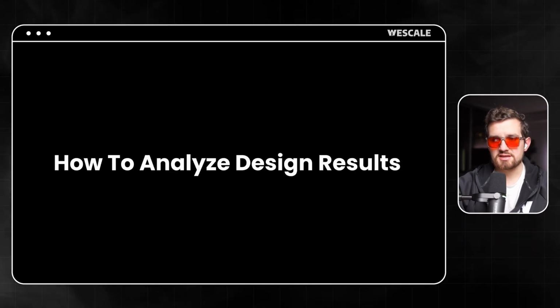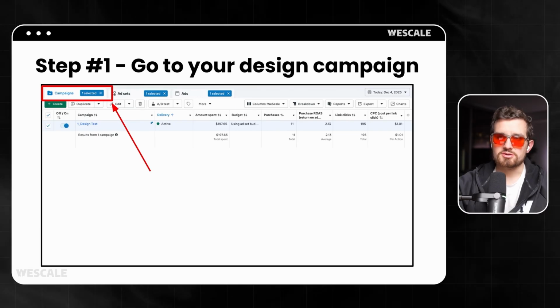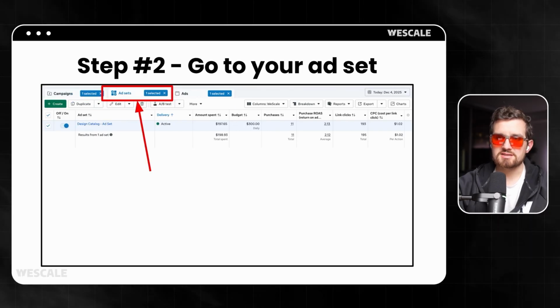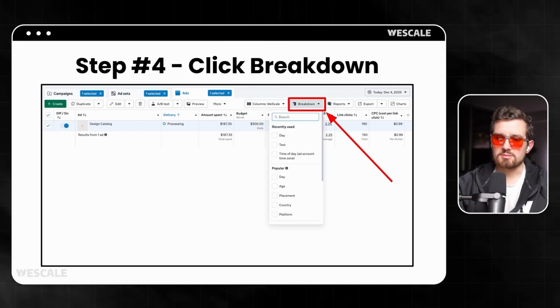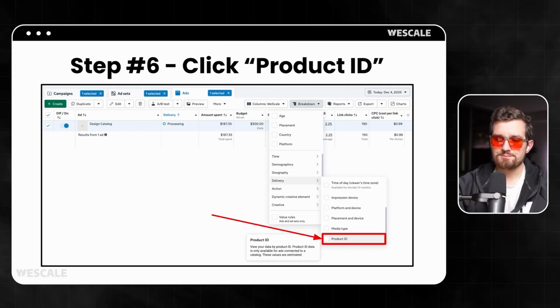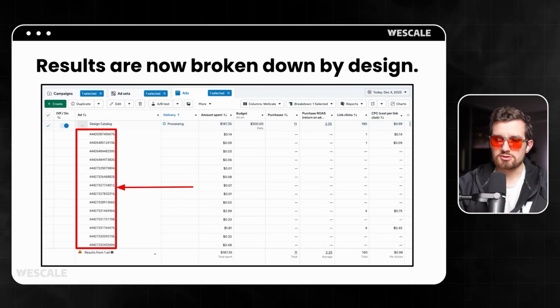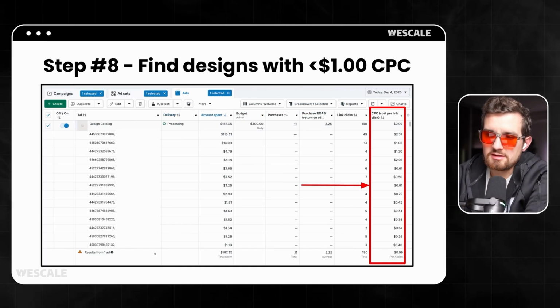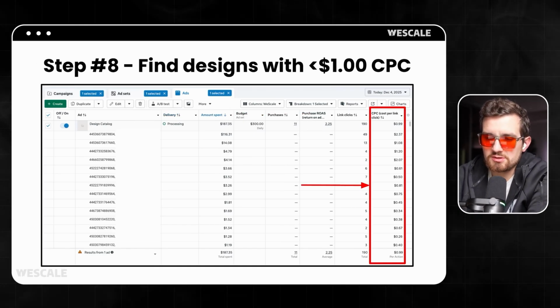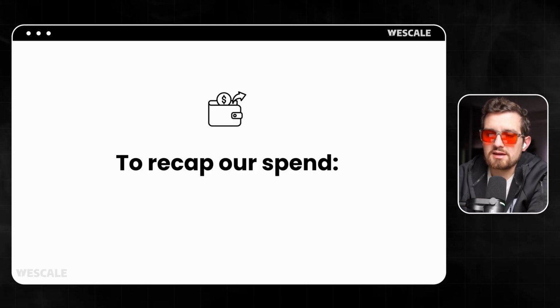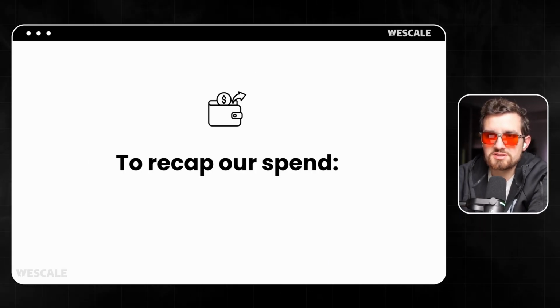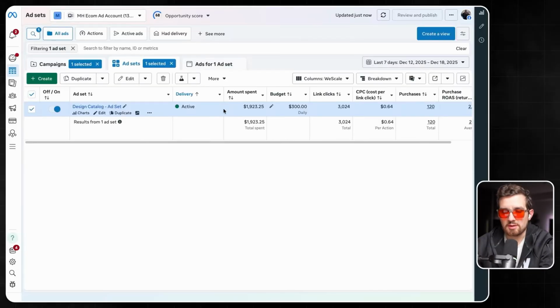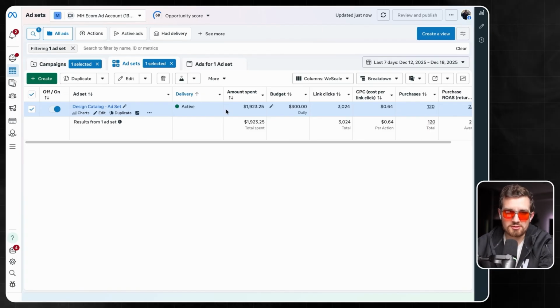Now, let's go find our stars. The way we analyze the design test results, this should feel familiar. We go to our design campaign, go to the ad set, then go to the ad. You click breakdown, delivery, product ID, and the results are now broken down by design. And then you sort by amount spent and find the designs with less than $1 cost per click. Now, the piece that we're adding on is we are also looking for designs now that have gotten purchases. So now I'm going to build out our static ads, picking out 5 winners, show you how I'm going to build them, set the budgets, and then we're going to come back and you're going to do it yourself.